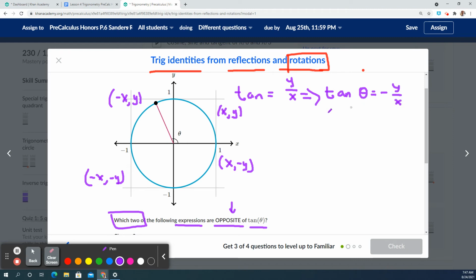Okay. We want which expressions are opposite of tangent. So opposite changes the sign. So we want this equal to positive y over x. Where is that going to happen? Okay, so that's going to happen in quadrant 1. So we want to land in quadrant 1. And where else? Quadrant 3. Okay, so we're looking to land in these quadrants, and that'll answer the question.